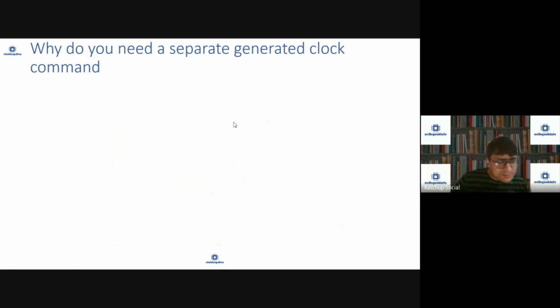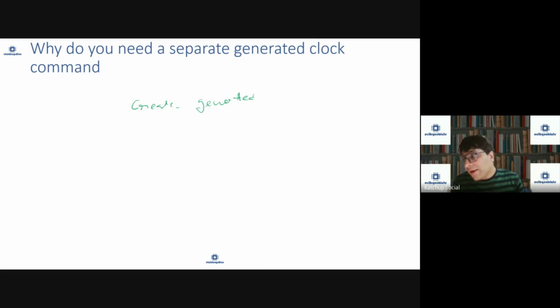Now there is a special command called the create generated clock command. Okay. Now typically a question which is asked is, if there is already a create clock command, why do I even need a create generated clock command? So what the create generated clock command does is it allows you to create either a divided version or a multiplied version or a modified version of the original clock.